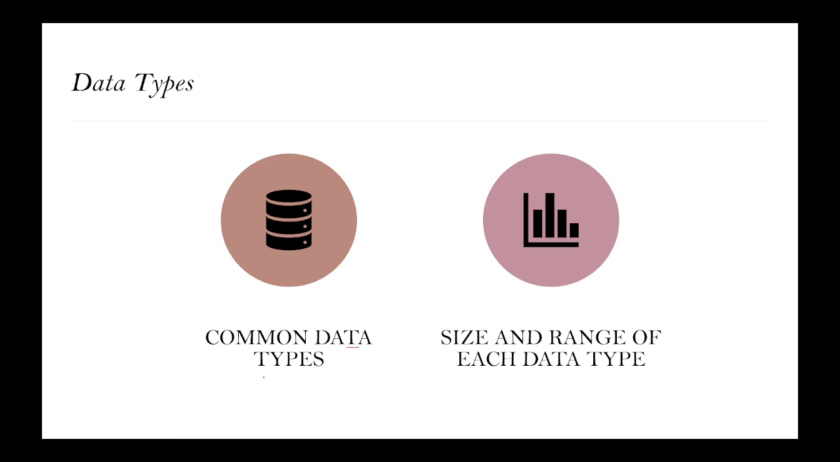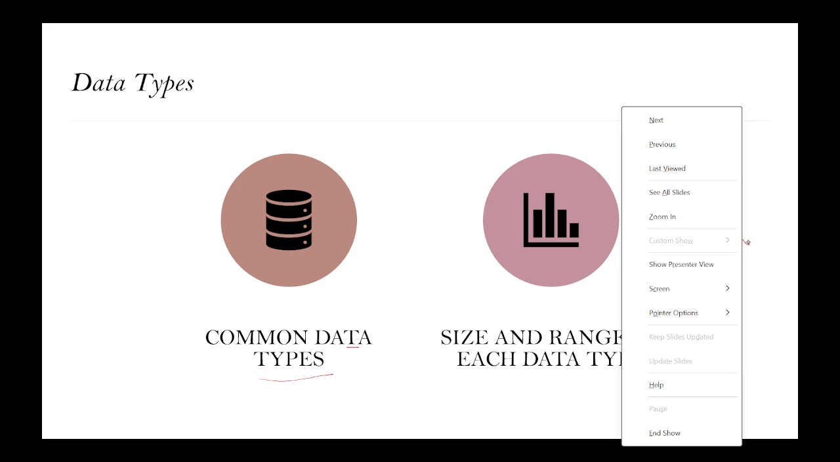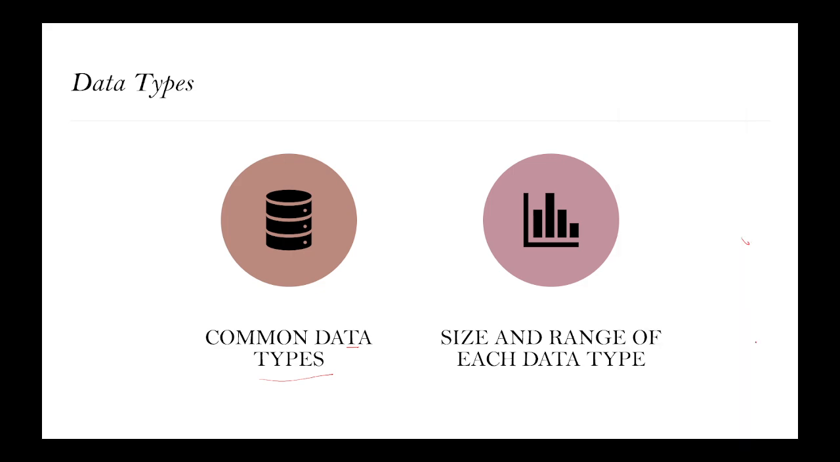So let's understand the common data types that are present in C programming. Whenever we say data type, what is the importance of data types? Let's understand that first before we move on to the common data types. Data types help us in understanding the memory location. It decides how much memory has to be allocated for a particular variable.